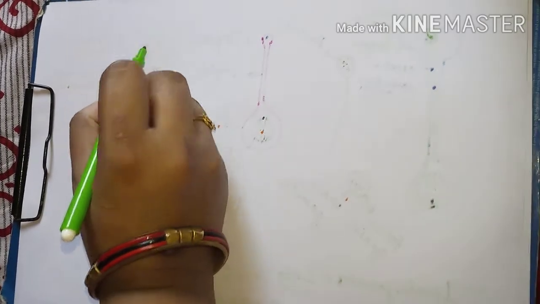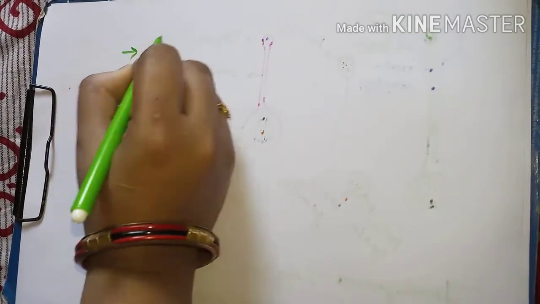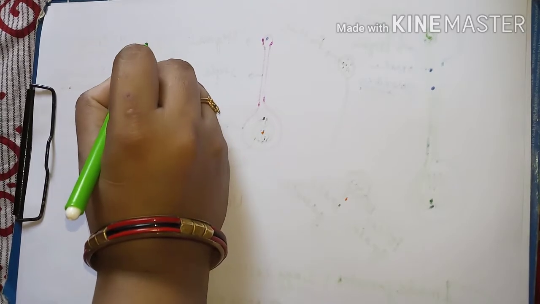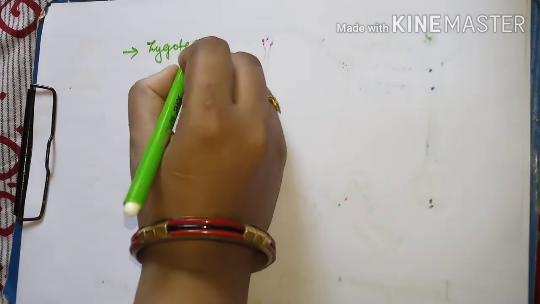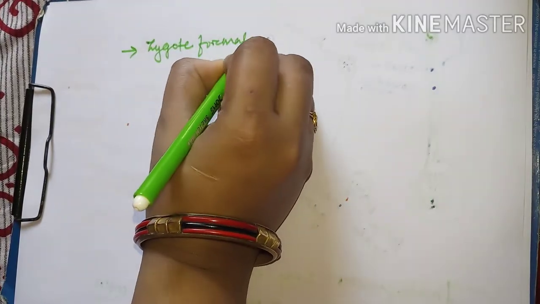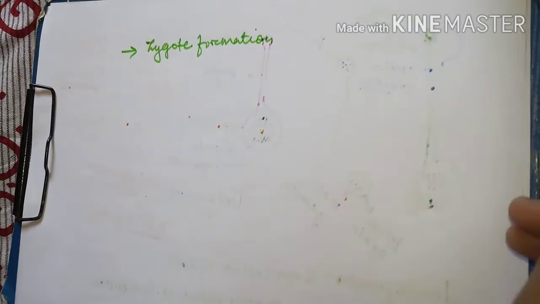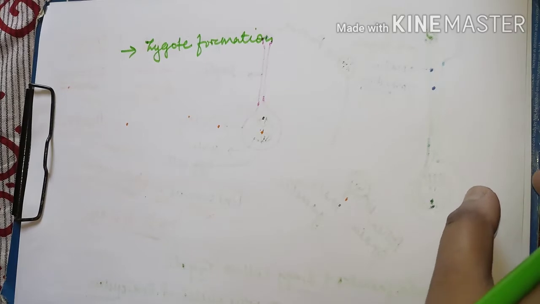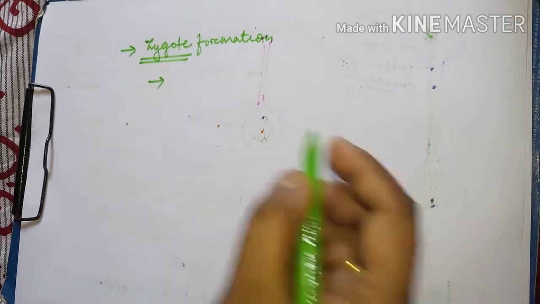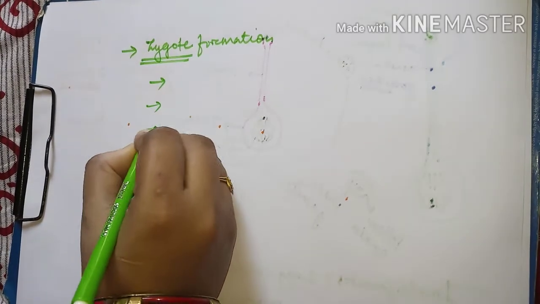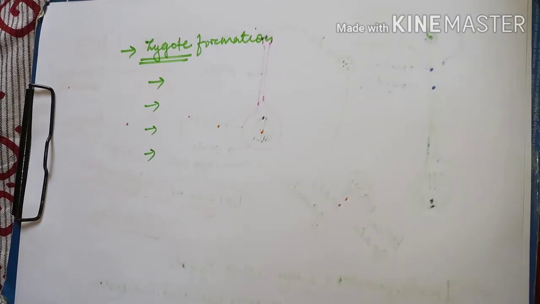So the next step after fertilization will be zygote formation. Now when the zygote is formed, then the post fertilization events will start. So what happens after the zygote formation? There are four important bullet points here which I will be discussing.